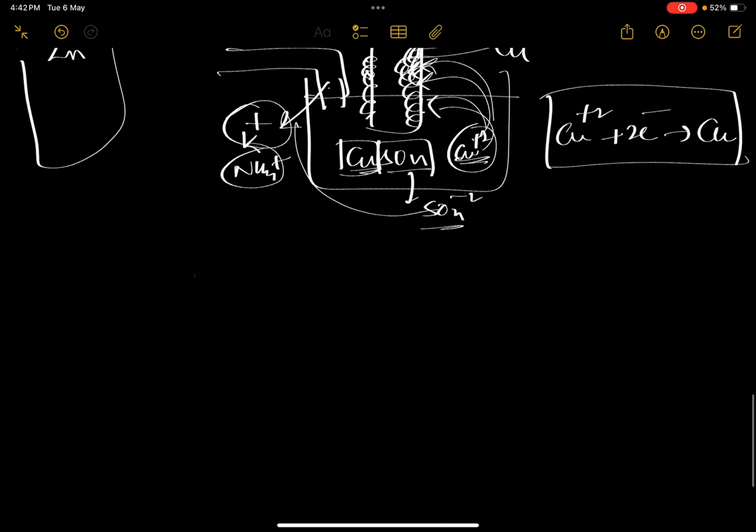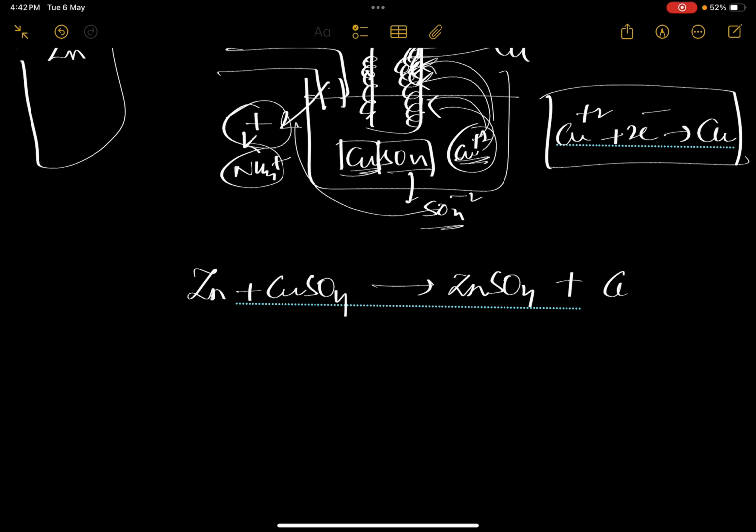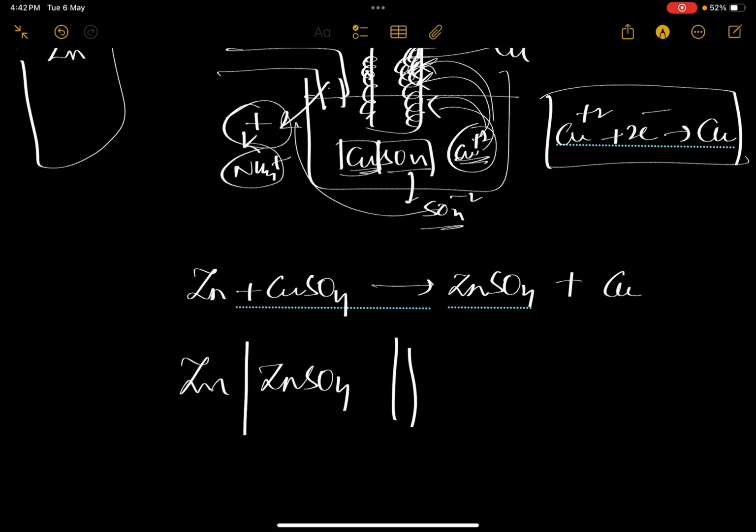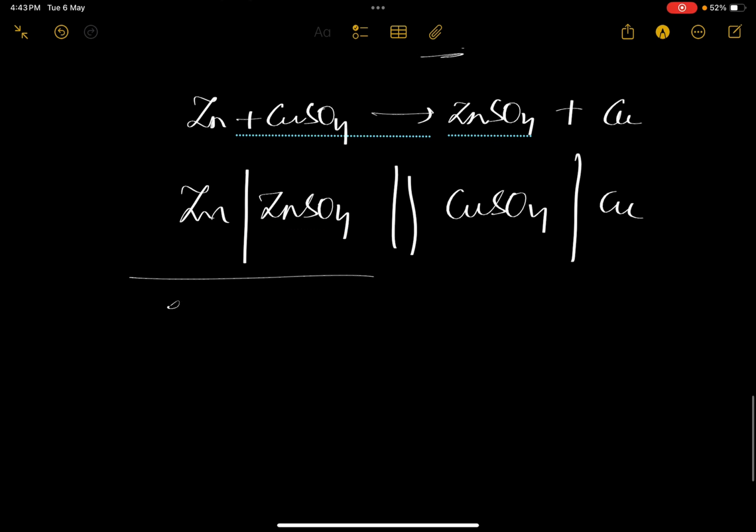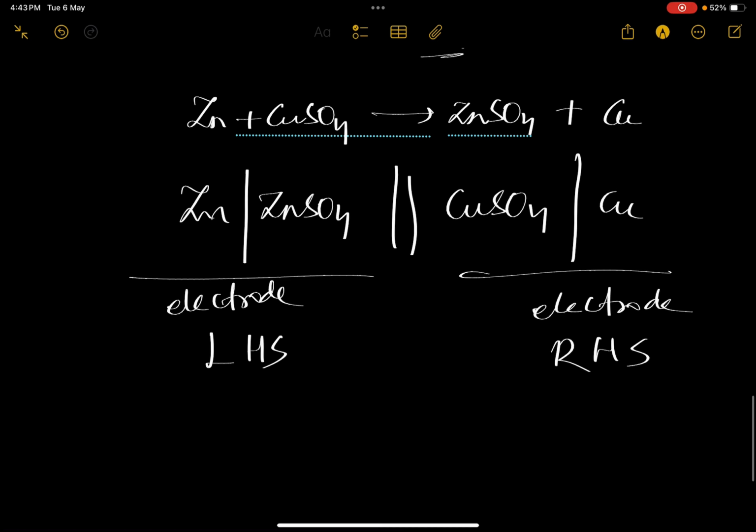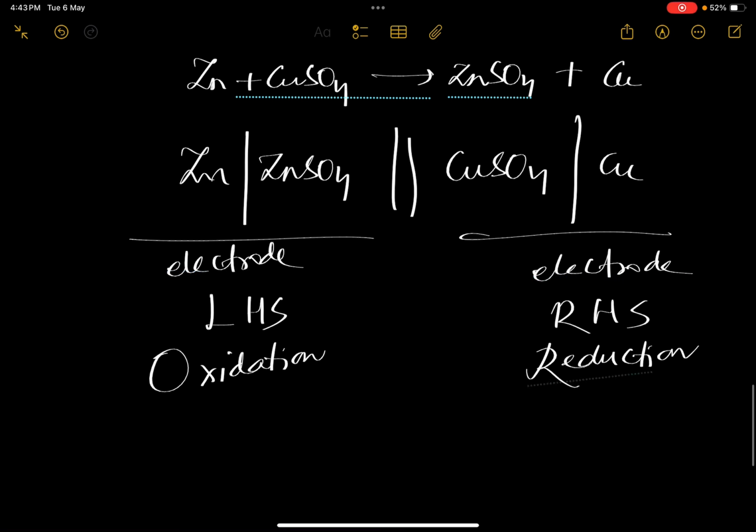This is shown with a chemical reaction: zinc plus copper sulfate gives rise to zinc sulfate plus copper. This is the redox reaction. You can show this as Zn | Zn sulfate || copper sulfate | copper. This is one electrode, this is another electrode, this is the left hand side, this is the right hand side. Here oxidation takes place. Left hand side is always oxidation, and right hand side is always reduction. So you can say zinc is becoming zinc plus 2, and here copper plus 2 is becoming copper.